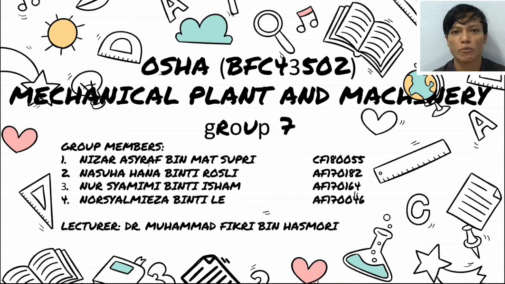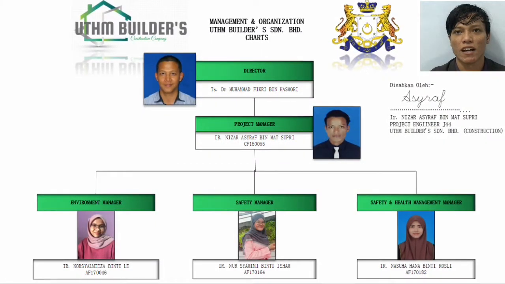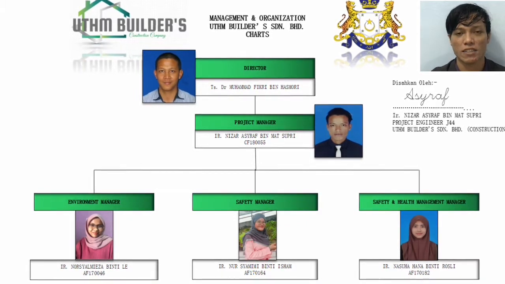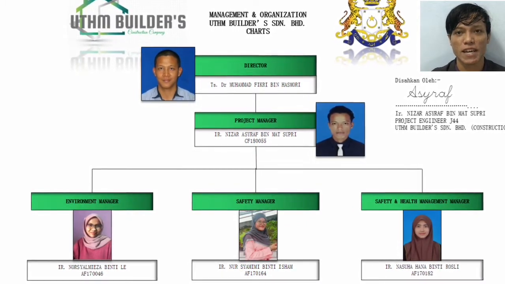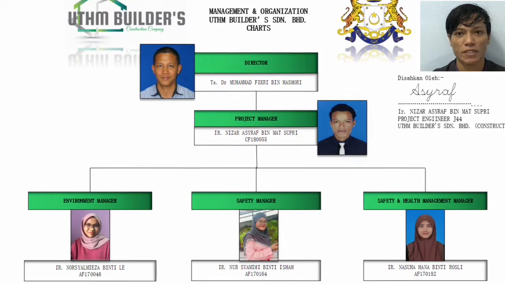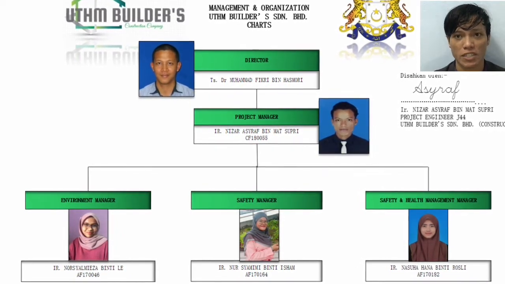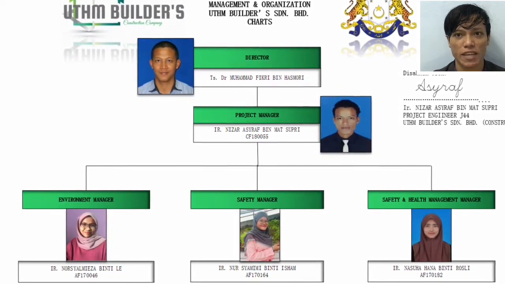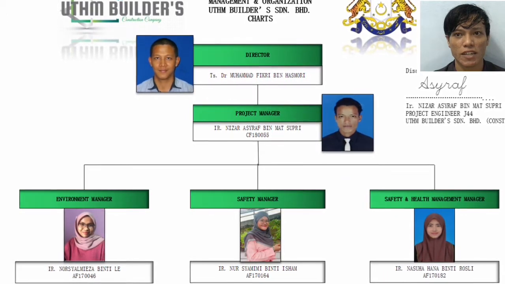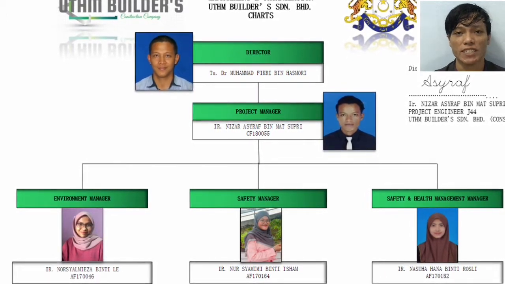We'll present our topic, which is mechanical plant and machinery. Our group consists of me, NIZAR bin SUPRI, metric number ACF 180055, NASUHA, SYAMIMI and NORSYALMIEZA. First of all, our organization chart: me as project manager, SYAMIMIZA as environment manager, SYAMIMI as safety manager, and NASUHA as safety and health management manager.